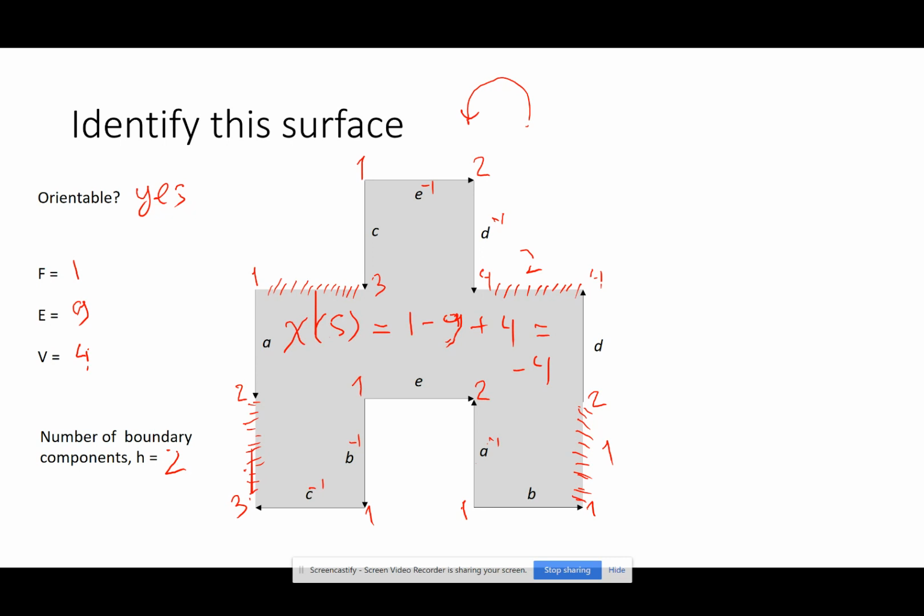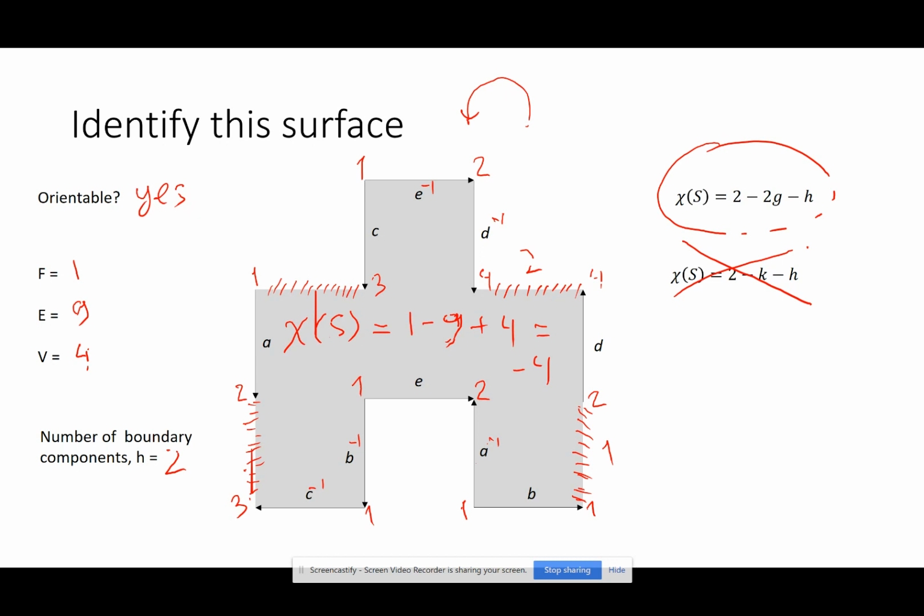So now we know that the surface is orientable. We know that its Euler characteristic is -4, and we know that the number of boundary components is 2. So finally, these are the two possible equations for the Euler characteristic of the orientable surface and non-orientable surface, respectively. Since our surface is orientable, we choose this formula and discard this one.